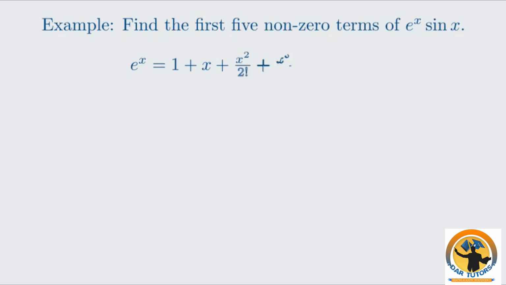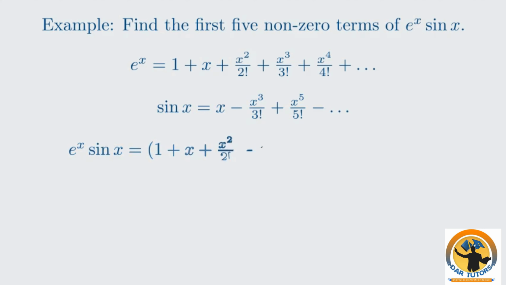Let's find the first 5 non-zero terms of the Maclaurin series for e to the x times sin x. We write out the first few terms of each series. To find the first 5 non-zero terms of the product, we need to multiply enough terms to get up to the x to the 4th power.